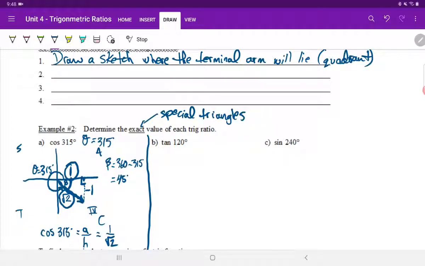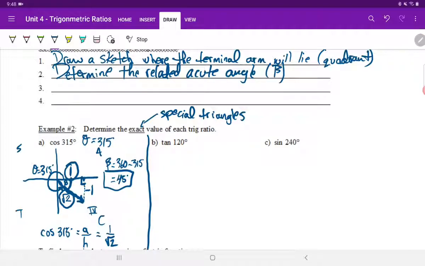Secondly, from the quadrant we were in, we were able to determine beta, the related acute angle. So next is determine the related acute angle, beta. You drew a sketch of where the terminal arm is, in which quadrant. From there, we figured out beta. Then from there, we label the triangle.